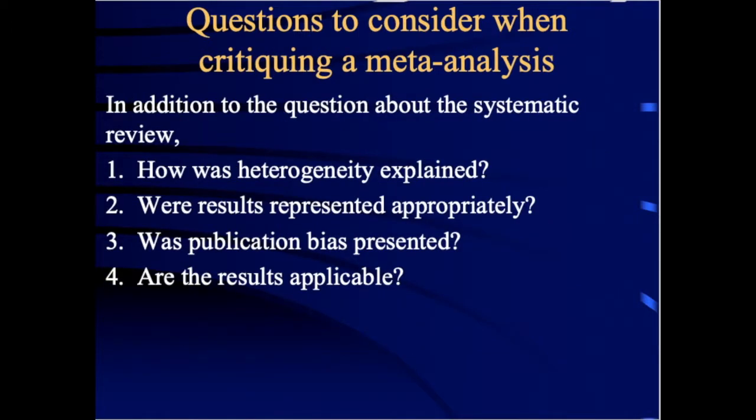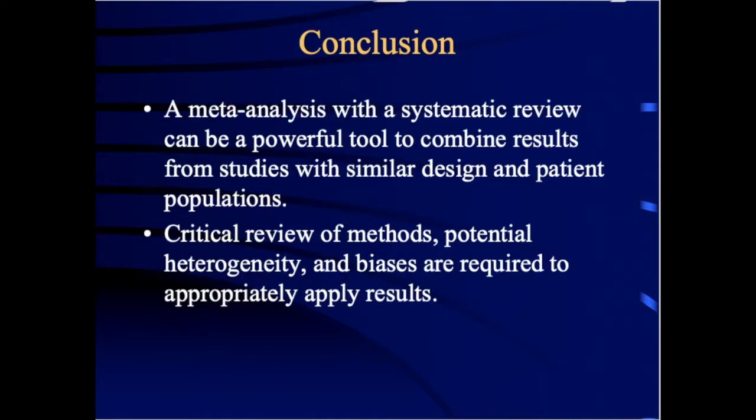And then when you critique a meta-analysis, in addition to the questions about a systematic review, you want to know how heterogeneity was explained. Were the results represented appropriately? Was publication bias present? And are the results applicable to your population? So in conclusion, a meta-analysis with a systematic review can be a powerful tool to combine results from studies with similar design and patient populations. And critical review of methods, potential heterogeneity and biases are required to appropriately apply the results.